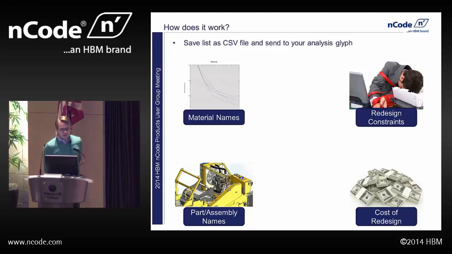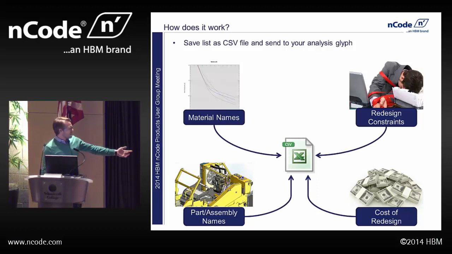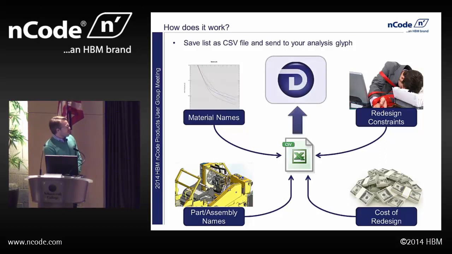Okay, so how does it work? Well, essentially, you take all this useful information here. Nine times out of ten, you'll go into Excel. You'll create this pretty list, and then you'll save it out as a CSV file. Okay, and then you go into DesignLife. You open up your analysis glyph and you enable the bill of materials input, okay? And that just comes in as multi-column input, and so you feed that in to your analysis like that, and you're good to go.